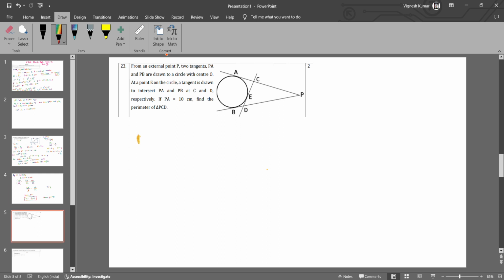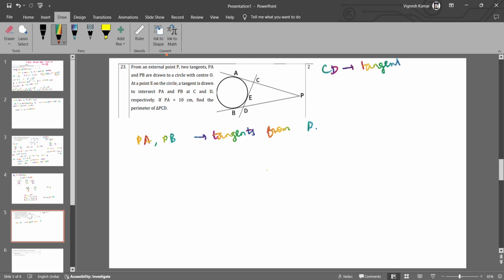So PA and PB, these are tangents from the point P. Similarly, since CD is also a tangent, as given in the question, we can say AC and CE are tangents from C, and BD and DE are tangents from D.